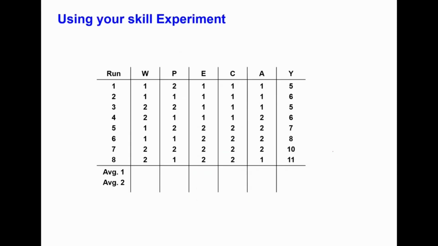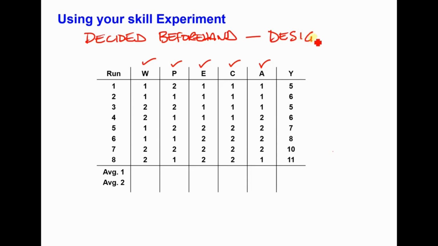So let me show you the sort of thing that might mean. So here's an experiment where someone's got five variables that they'd like to understand, and what they've done is they've sat down and they've planned these 8 tests out, and they've decided beforehand. And because they've planned them beforehand, they will say this was a designed experiment. I used my skill to decide which tests it would be best to do. Now that is not a designed experiment.